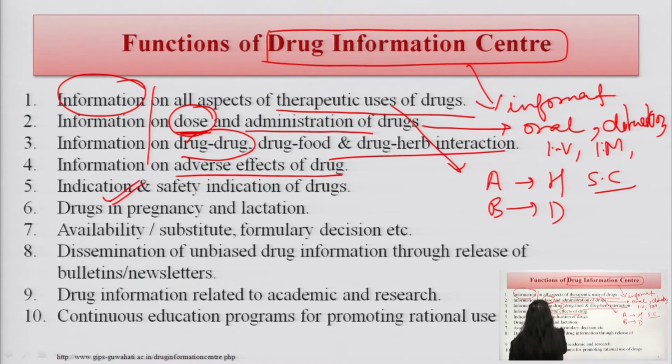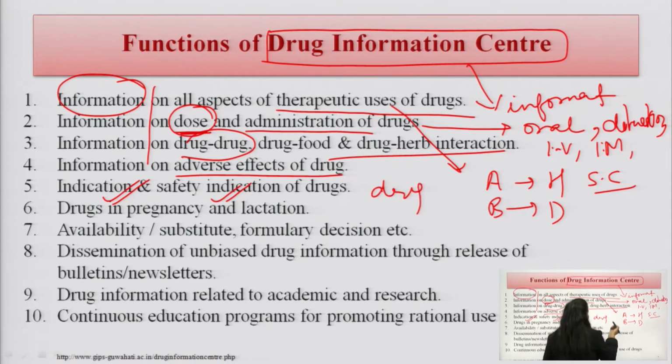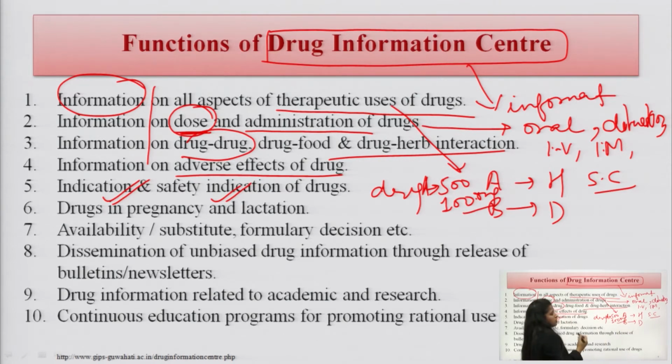Similarly, what are the indications, what are the safety indications, meaning a particular dose which is safe for a particular drug, like drug A is safe up to 500 mg or up to 1000 mg. So this information, a common person or healthcare professionals can also take from the DIC.